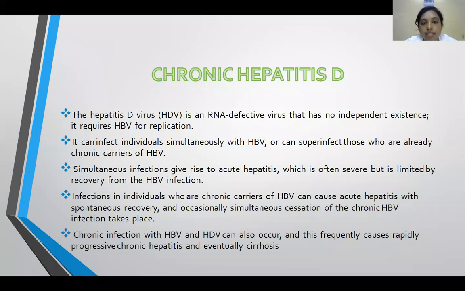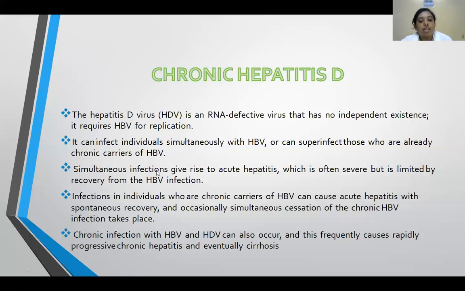Okay. I'll quickly discuss hepatitis D. Why am I discussing this? Because, remember, what is a hepatitis B virus? It is a DNA virus, a double-stranded DNA virus. Hepatitis D is a defective RNA virus that has no independent existence. It requires HBV for replication. It can infect individuals simultaneously with HBV or can superinfect those who are already chronic carriers of HBV, hepatitis B virus.